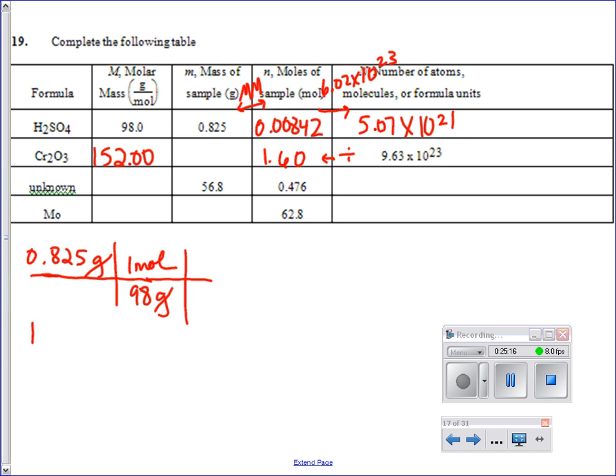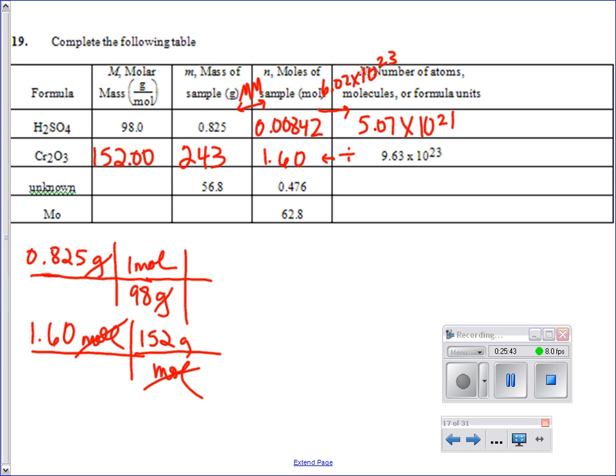Again, if you're struggling, write it down, 1.60 moles. I have grams per mole, right? So I know it's 152 grams. See, I messed up. That's why you need to write this down. 152 grams per mole. Moles cancel. So this is a multiplication. Again, you need to write these down if you need to see what's happening with your units. And when you get this, you get 243 grams. You guys okay over there?